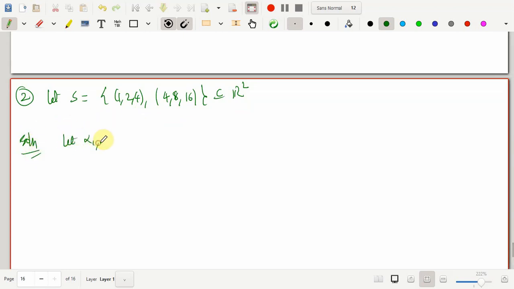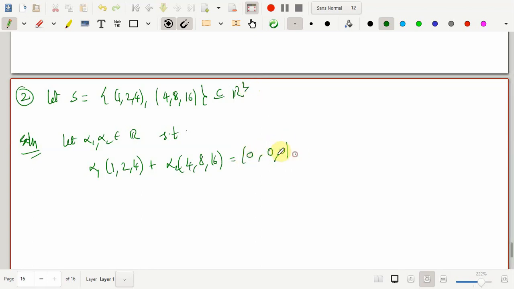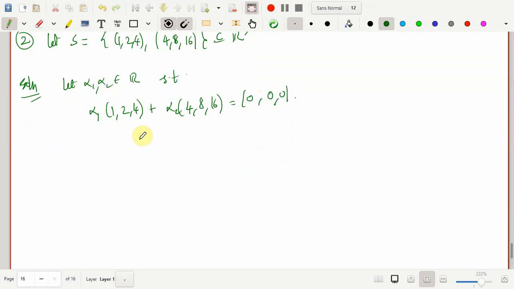Let alpha 1, alpha 2 be in R such that alpha 1 into the vector v1 (1, 2, 4) plus alpha 2 into the vector (4, 8, 16) is equal to a vector in R3. The 0 vector in R3 is (0, 0, 0), right? So the system of equations that we get here is alpha 1 plus 4 alpha 2 is equal to 0, 2 alpha 1 plus 8 alpha 2 is equal to 0, 4 alpha 1 plus 16 alpha 2 is equal to 0.